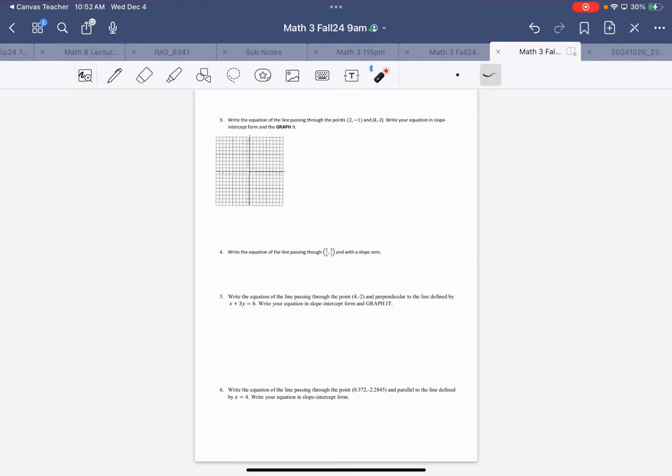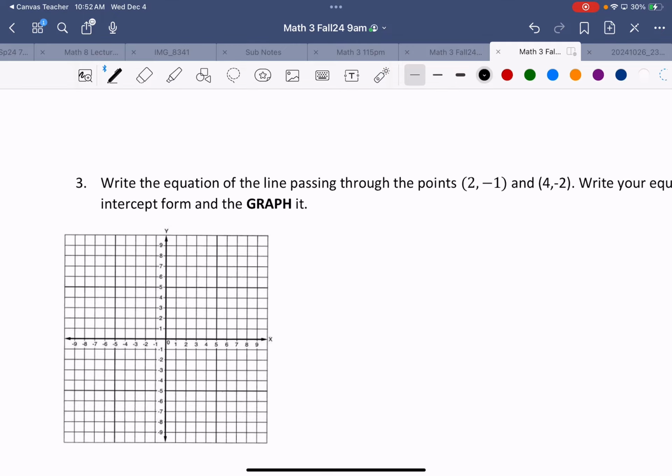So these examples here are all the same type, right? So these 4 examples was when we talked about writing linear equations. So when you write a linear equation, there was 3 cases, right?